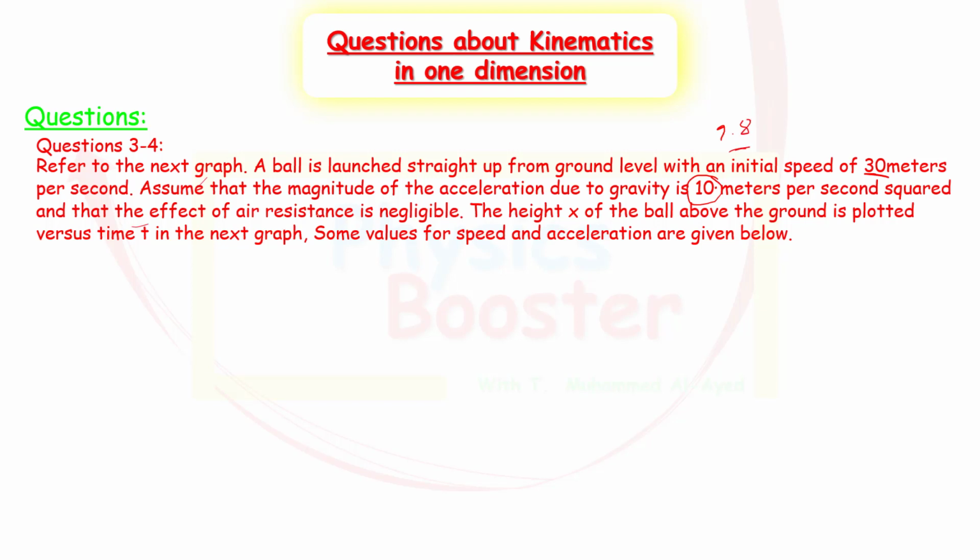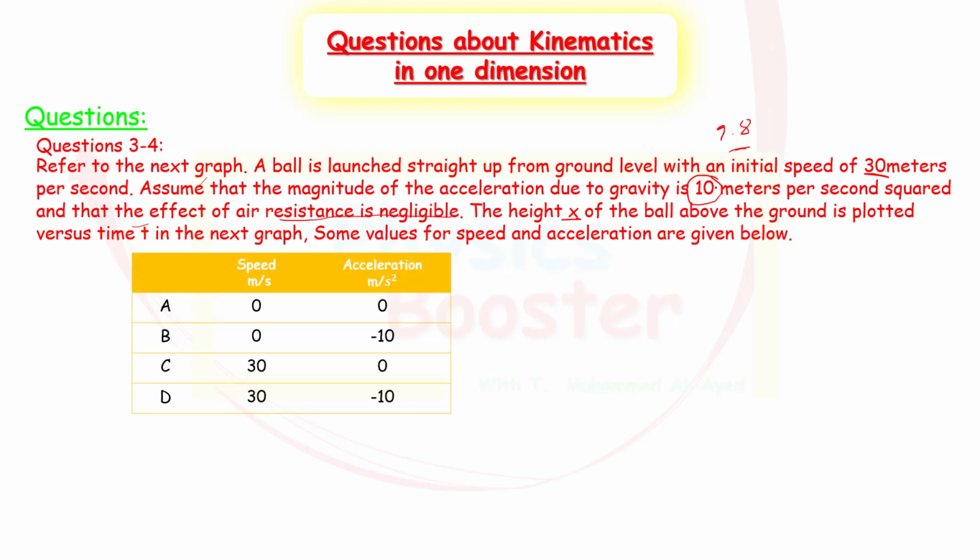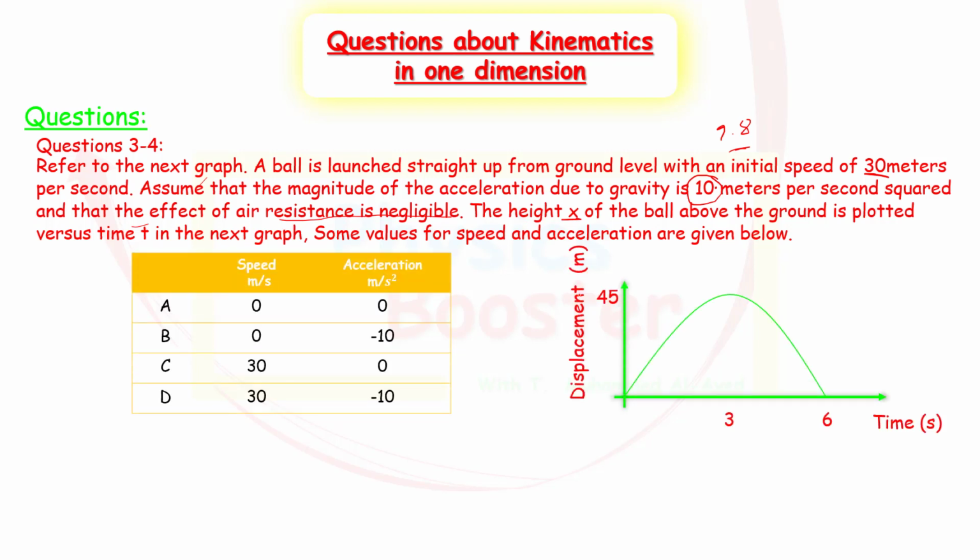Okay, remember that, or it says here that the effect of air resistance is negligible. The height x of the ball above the ground is plotted versus time. Okay, so what type of graph do we have here? We have a displacement versus time graph.